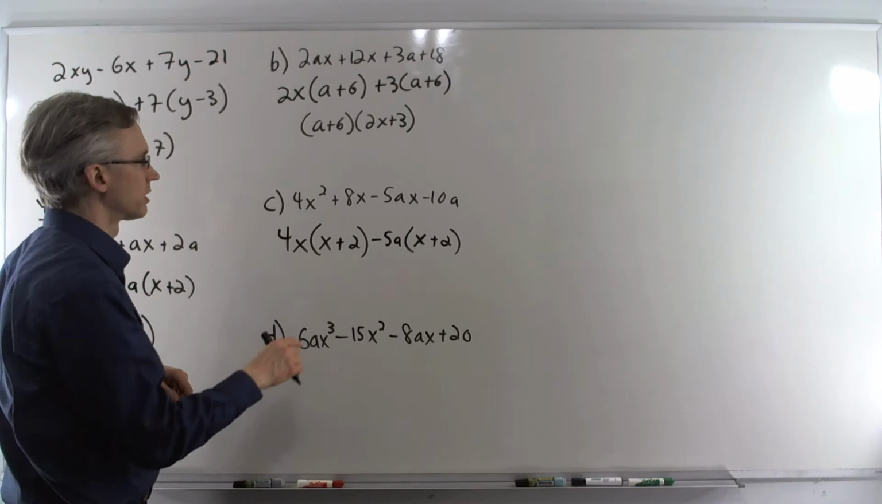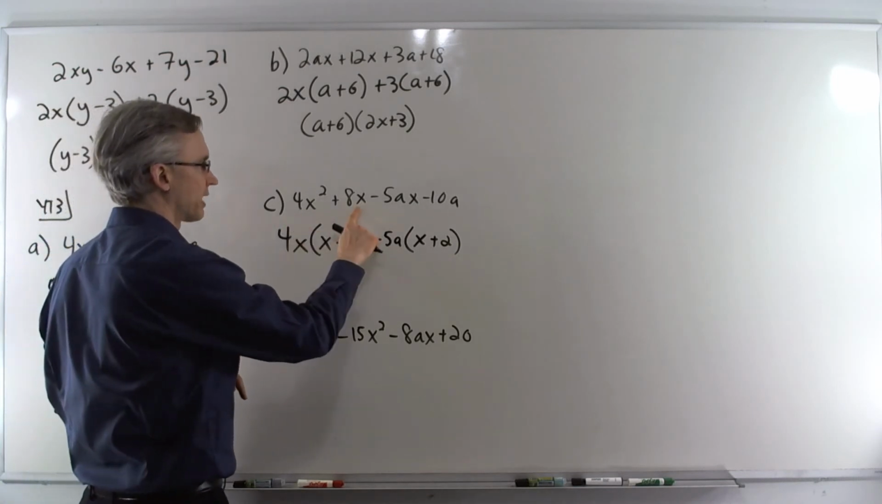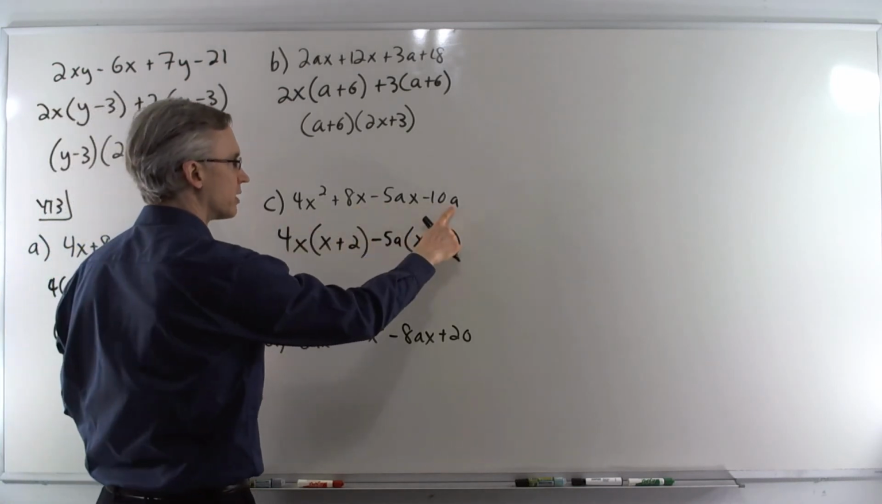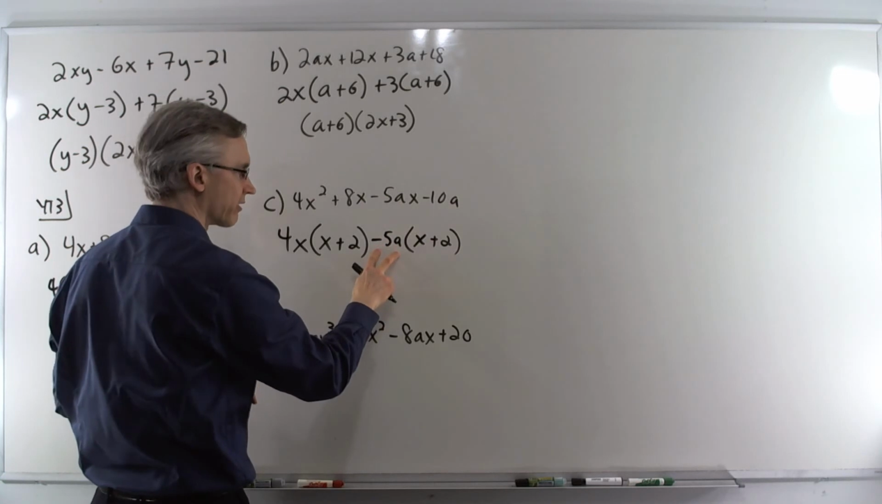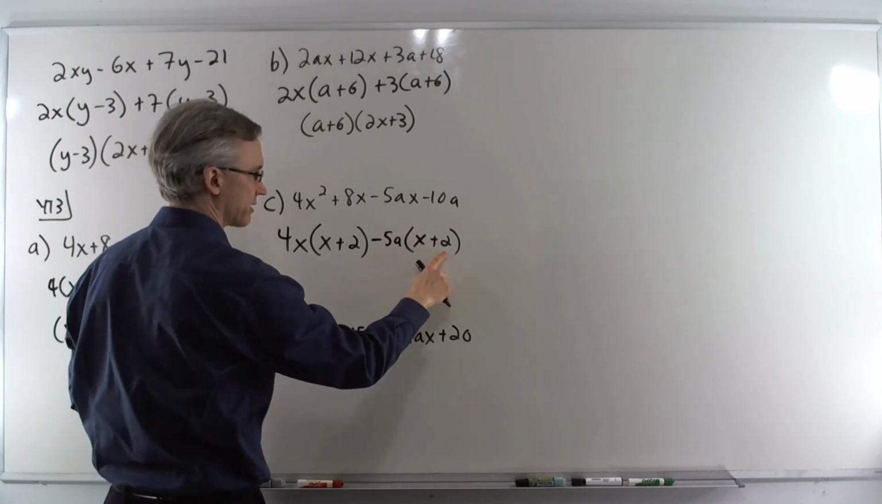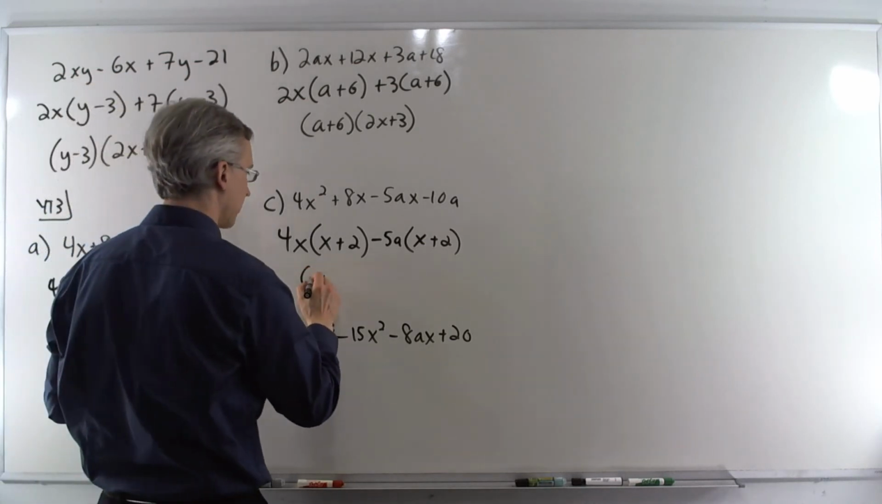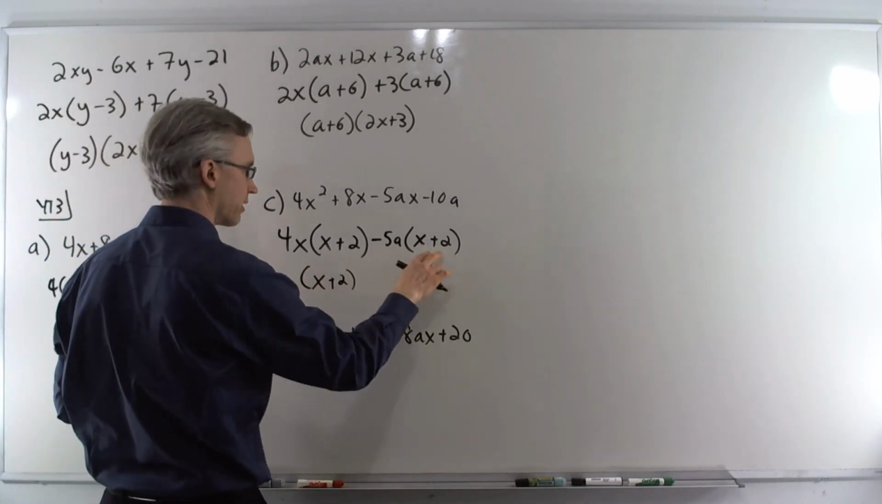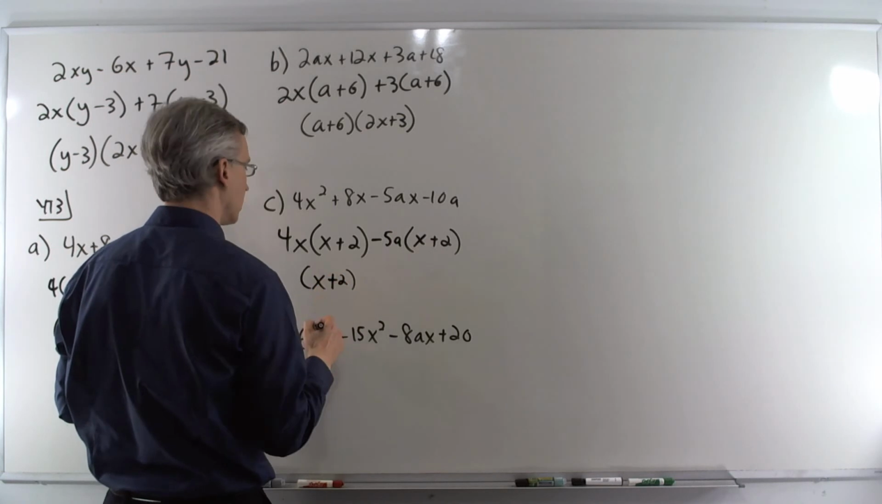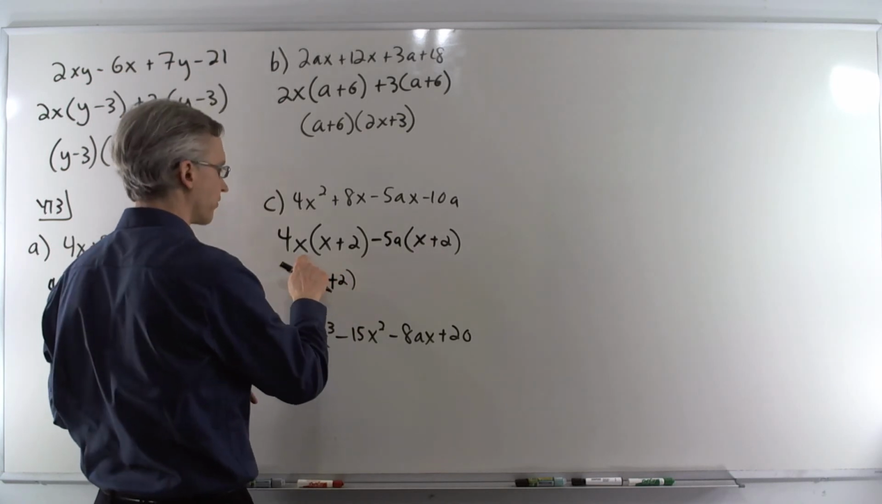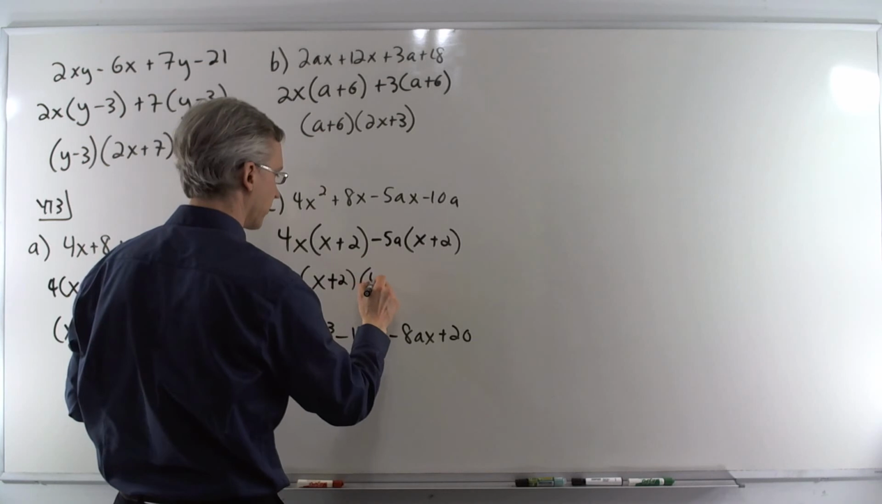Notice in this case, we had 2 positive signs here and 2 negative signs here, so that means we had to factor out a negative value to turn those positive. And we'll talk more about that in a moment. Next step, factor out the matching binomials, x plus 2, and what remains is 4x minus 5a.